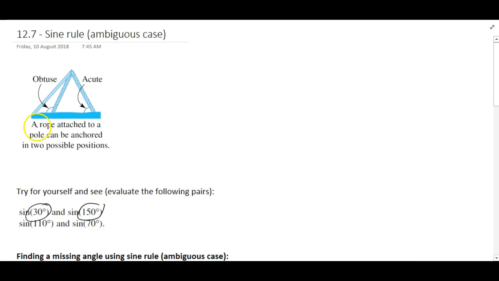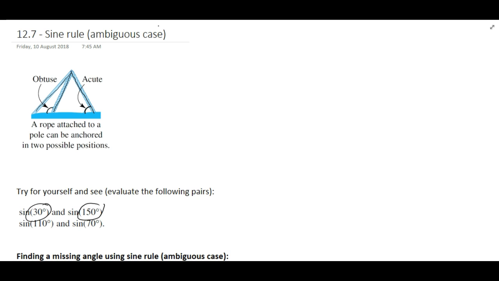So you can see in this actual example here how you've got an obtuse angle and an acute angle, both produced by the same length sides. This triangle has the same length sides here and here. So they call this the ambiguous case of the sine rule. Basically it just means it could be either obtuse or acute, and you have to look at the example to spot which one it should be.